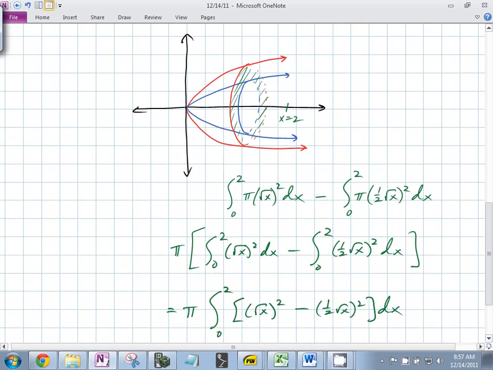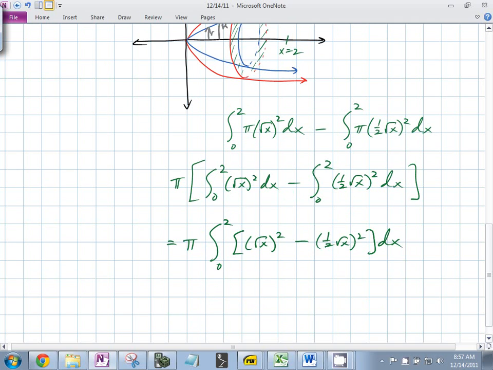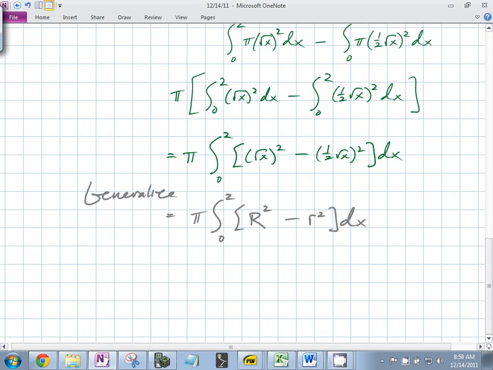When you're looking at this, if this is a washer, we're going to call the distance from here to here capital R, and the distance from here to here little r. There's going to be an outer and there's going to be an inner, right? So if we generalize this, you're going to have pi times the integral from 0 to 2 of big R squared minus little r squared dx, right? And let's go even further. Do we have to go from 0 to 2? No. If we were going to generalize this, it wouldn't go from 0 to 2. It would go from A to B.